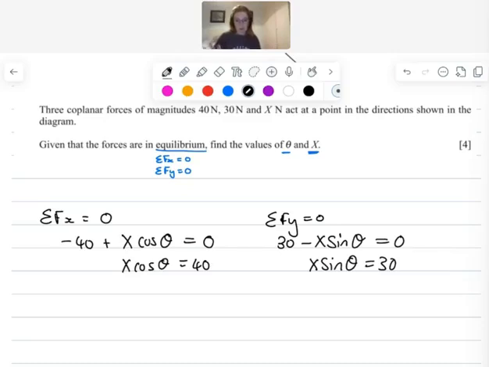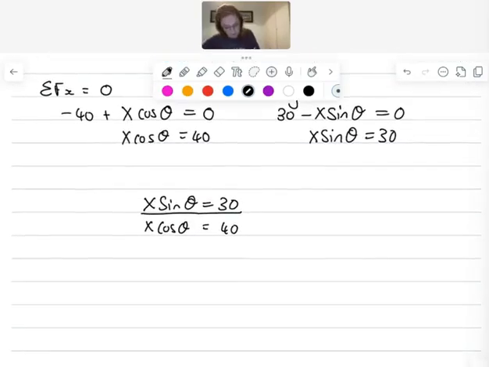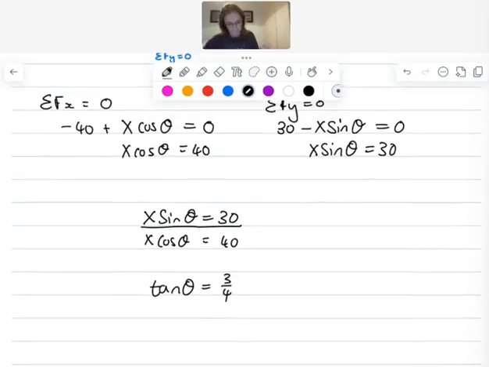Here I've got two unknowns, my x and my theta. I want to do a simultaneous equation between them, and there is a bit of a trick for this question, and you are allowed to do this. So x sine theta is equal to 30, and if I divide that by x cos theta equal to 40, my x's cancel out, and I get tan theta is 3 over 4. If we simplify that, we get a theta of 36.87 degrees. Then you can go back to either one of your equations.